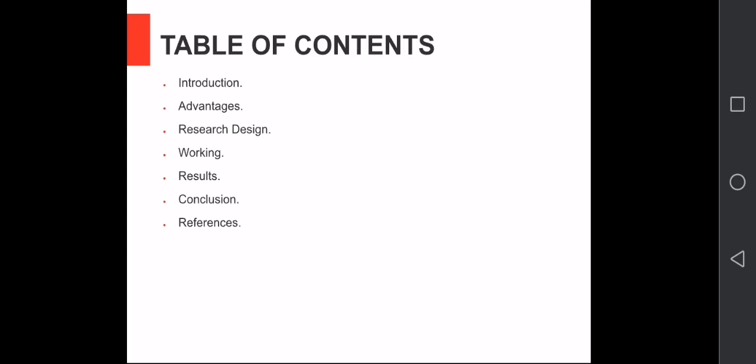In this research paper, we are going to talk about Savonius rotors and their design and construction. The table of contents is as follows. We are going to have the introduction and some advantages, the research design, the working, results, conclusion, references, etc.